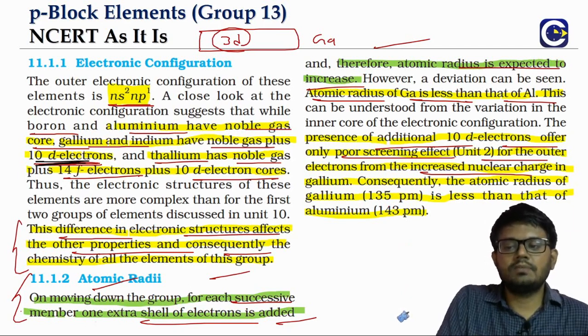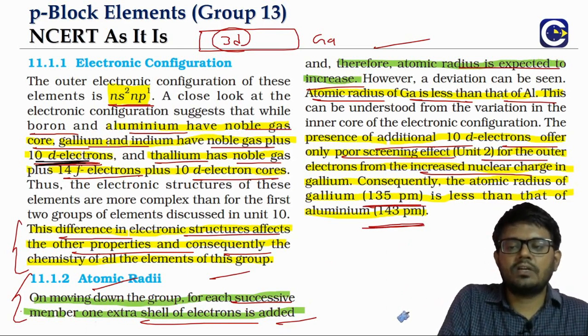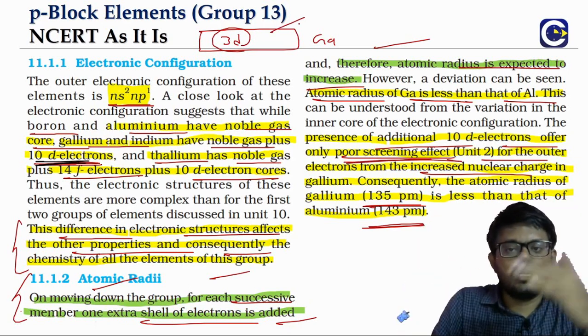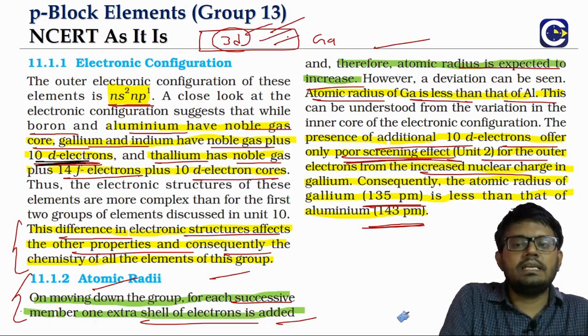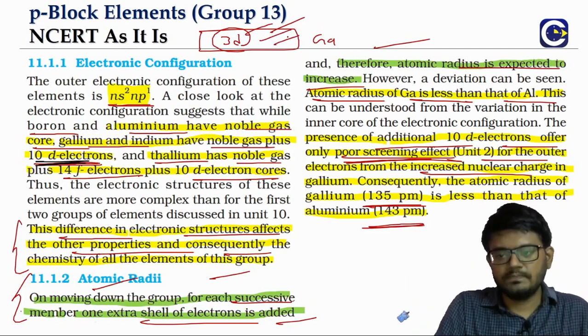You can see in terms of numbers also: gallium is 135, aluminum is 143. What is the reason? The poor screening effect of the 3D electrons. Because when you move from aluminum to gallium, the nuclear charge is increasing, but the inner electrons are not able to screen the effect. So the outer electron will come under strong nuclear influence.